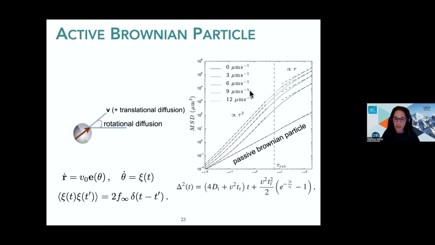Okay, thank you. Then when you increase the velocity, you can see the ballistic regime appearing here at short time scale that is more and more fast.